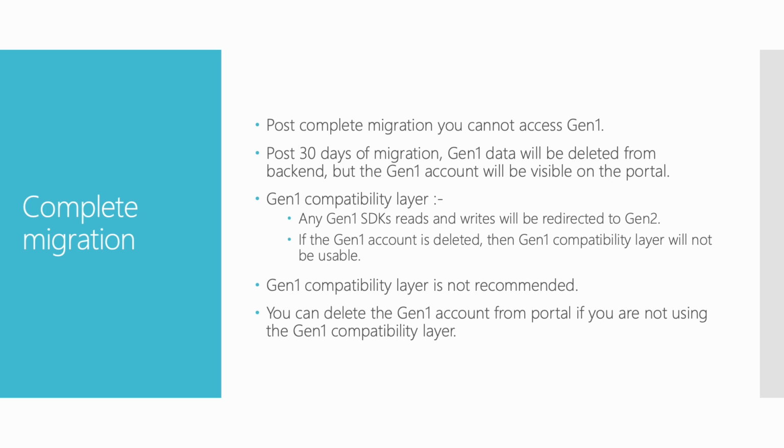And same for reads. Your application would send a read IO to the Gen1 account, but it'll get redirected to Gen2. And the applications would get the impression that they're reading and writing on the Gen1 account. But please understand that post complete migration, you will not be able to access the Gen1 account, right? So this is just redirection, which happens because of the Gen1 compatibility layer.